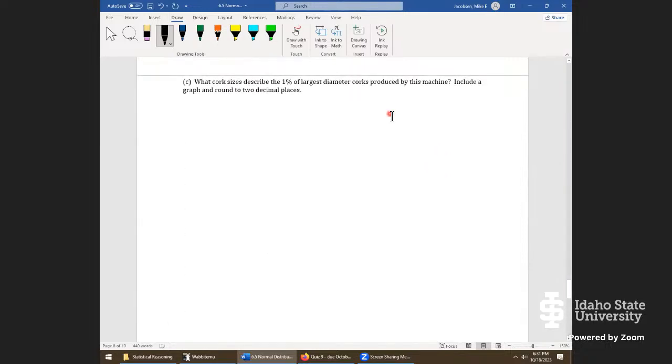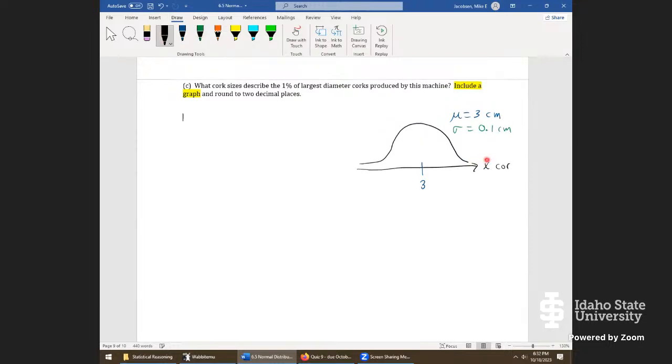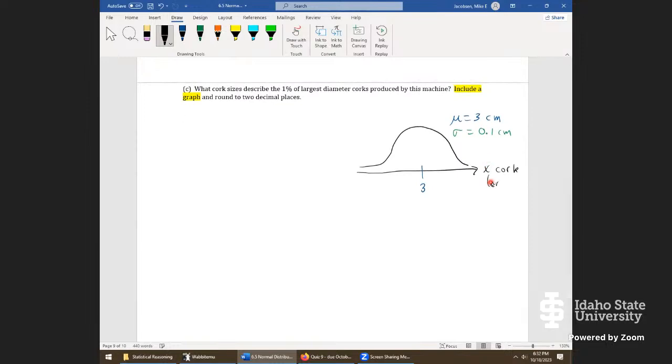Pretty much every problem is going to say somewhere, include a graph. I will always highlight it, but this is new for the instructions, so let's highlight it this time. I'm just redoing the graph that we had above. Again, they're pretty low effort graphs. This might be the worst one for today, but that's okay. It's just organizing information. The center here is 3 centimeters. Sigma is 0.1 centimeters. And this is X, which is quark length.